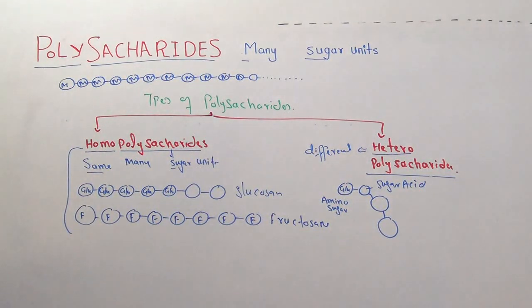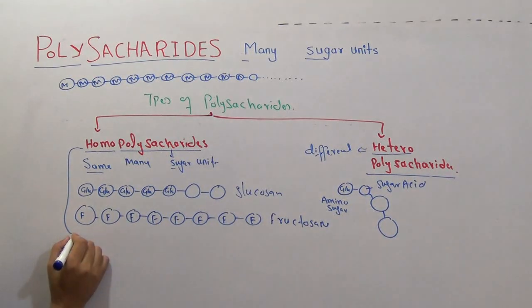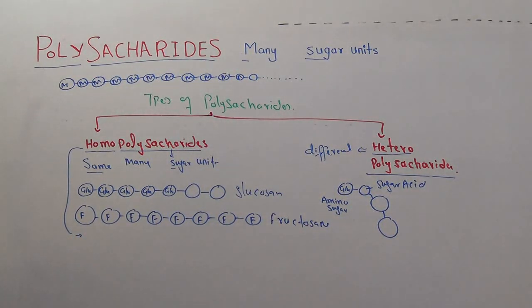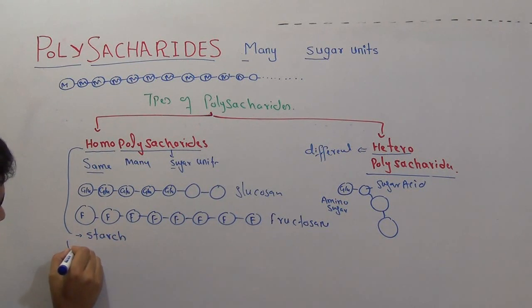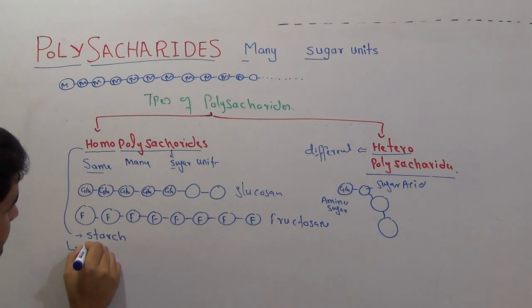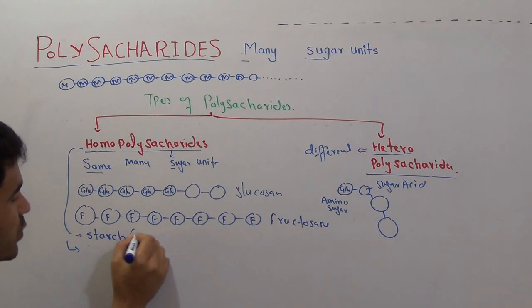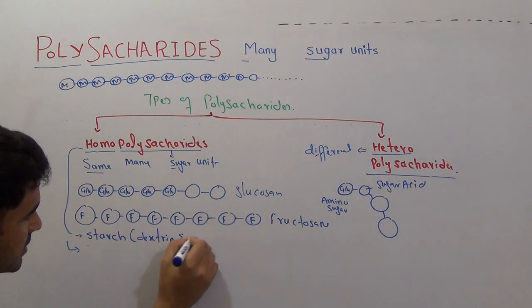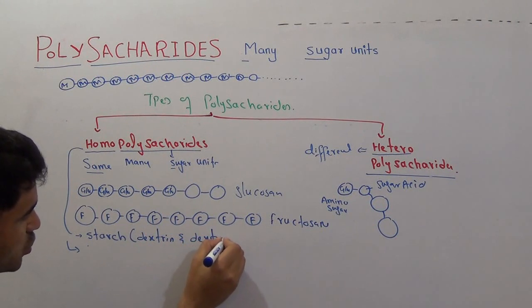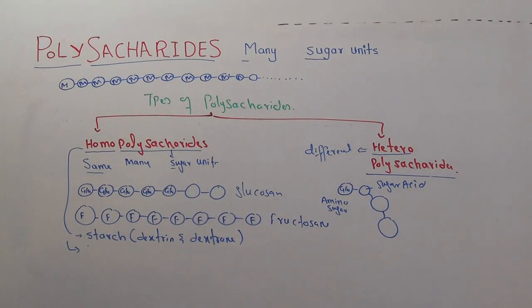The examples of the homopolysaccharides are, number one, I will write it here in same place. Number one is starch. The first example is the starch. The second example is inulin. In starch we will discuss dextrin and dextran. These two will also be discussed. And then inulin.